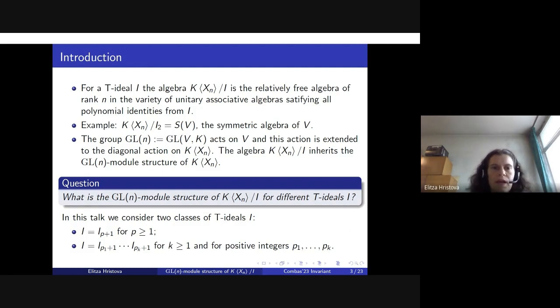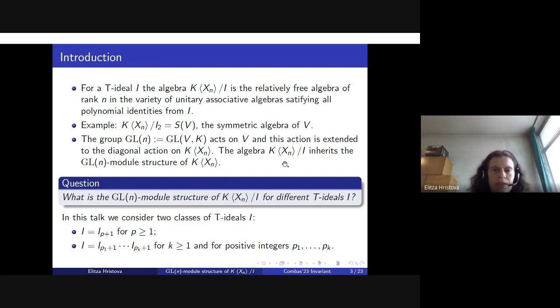Okay, and now we introduce an action of the group GLn of invertible n by n matrices with coefficients from K. When we have fixed our basis, we have a natural action of the group GLn on the vector space V, given by multiplication of a matrix by a vector. This action is extended to the diagonal action on the whole free associative algebra. And since any T-ideal is GLn invariant, we also get a natural action on the quotient.